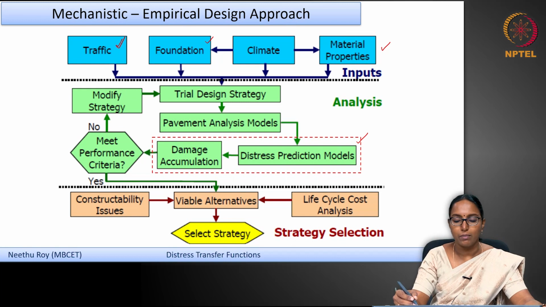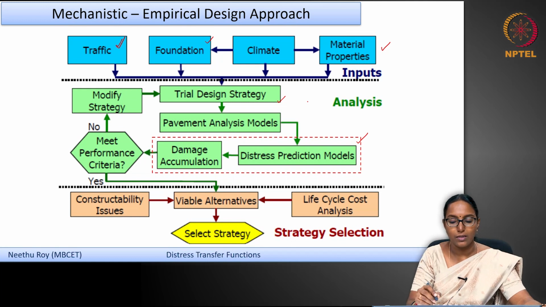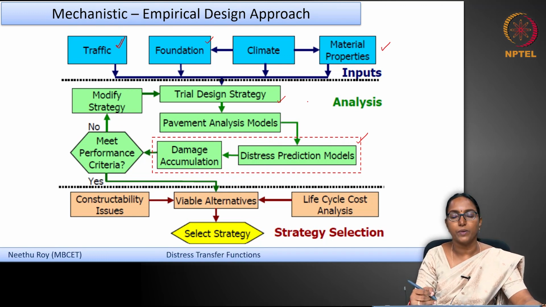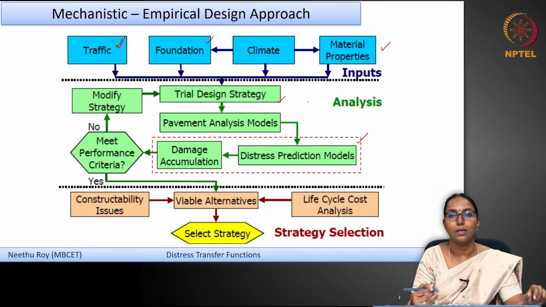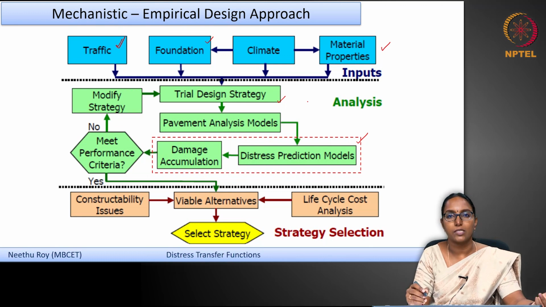So all these input parameters go into the trial structure, and you do a mechanistic analysis of this pavement structure to investigate what the critical stresses and strains are at various locations in the pavement structure. Now the next key aspect in the design is that you should find out the amount of distress that happens, or how the distresses progress in the pavement structure, or what amount of distress you can expect in the pavement structure.